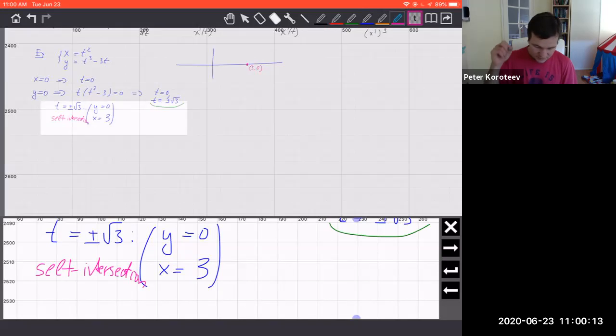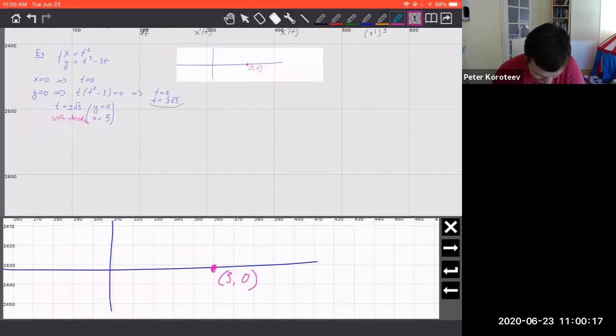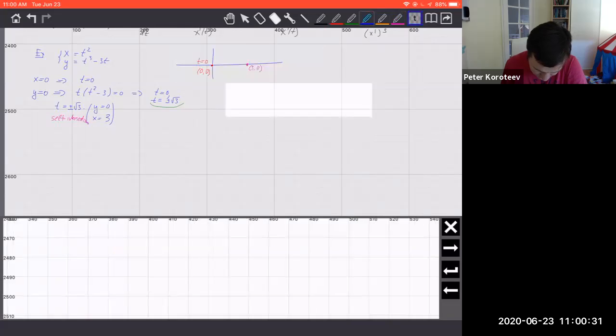It happens for two values of parameter t, and in between, when t is equal to 0, we are at the origin of the coordinate system. So here, at (0, 0), that corresponds to t is equal to 0. Okay.